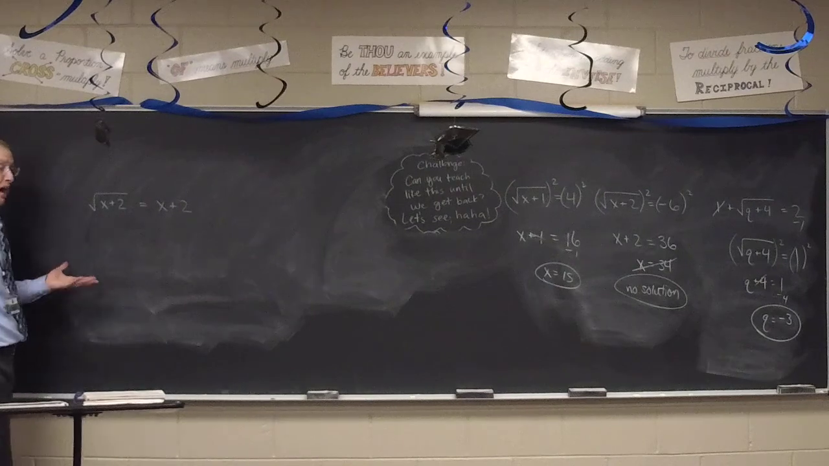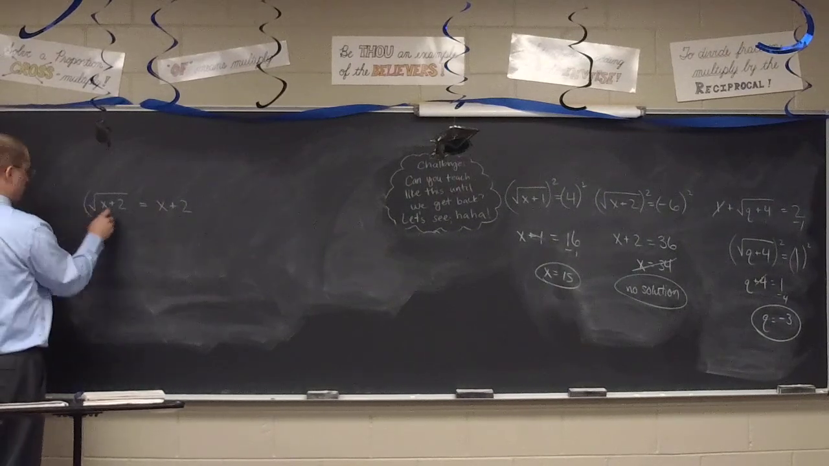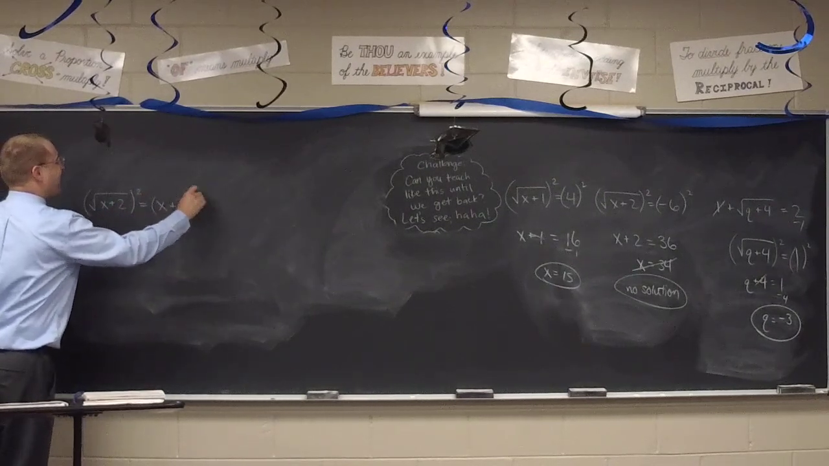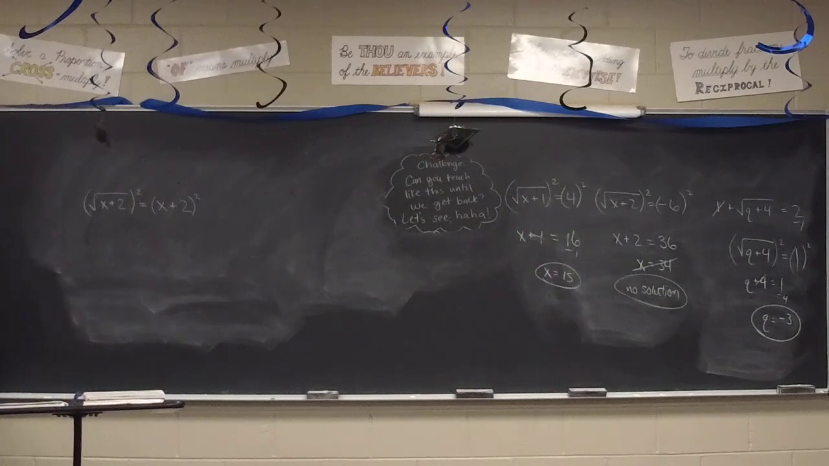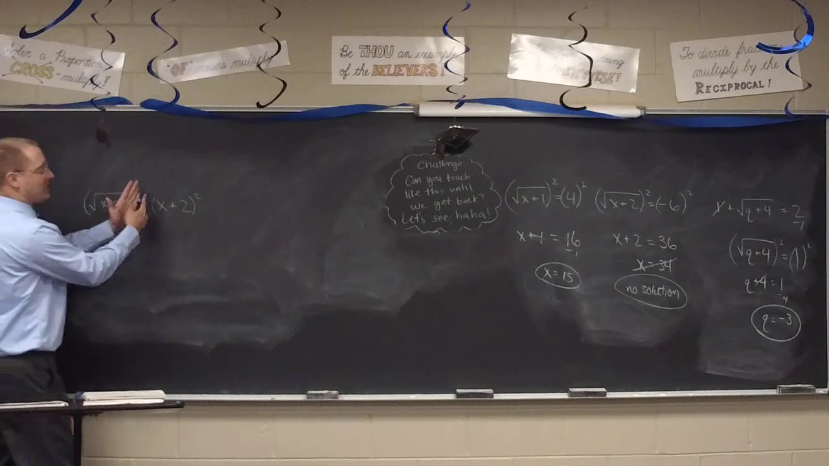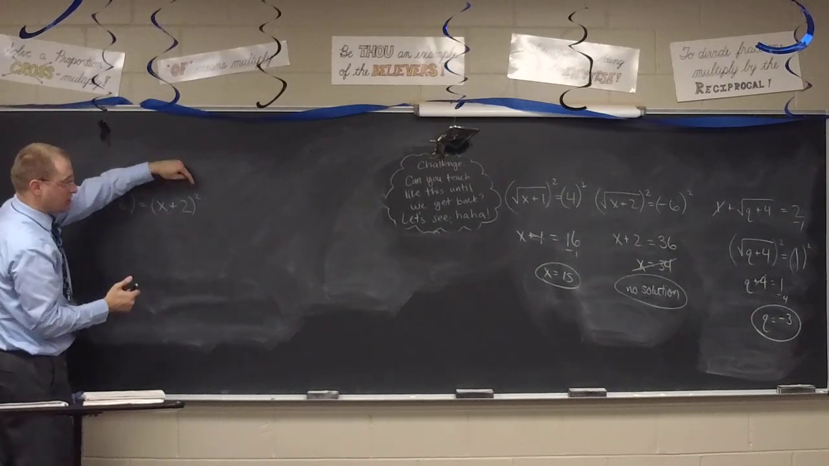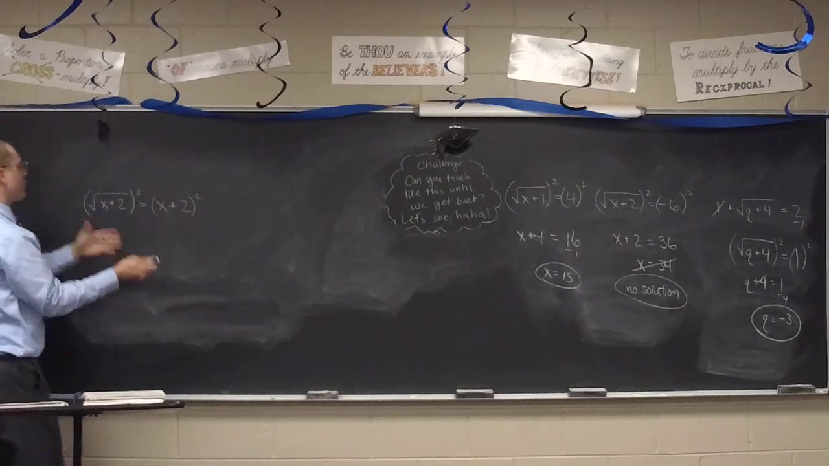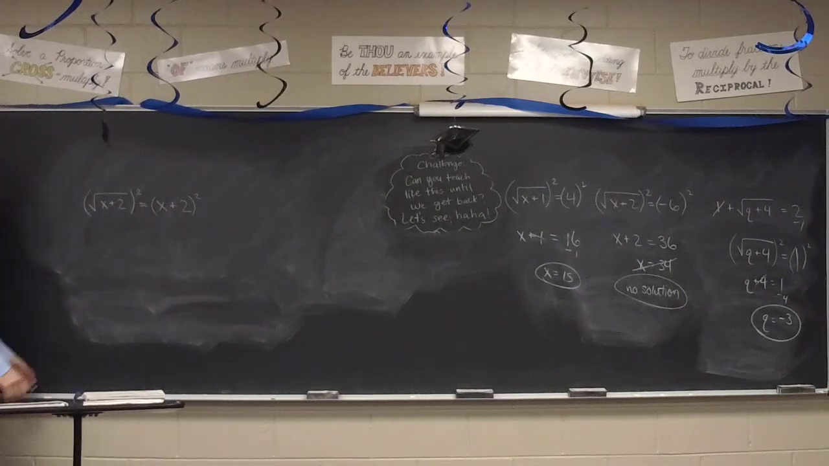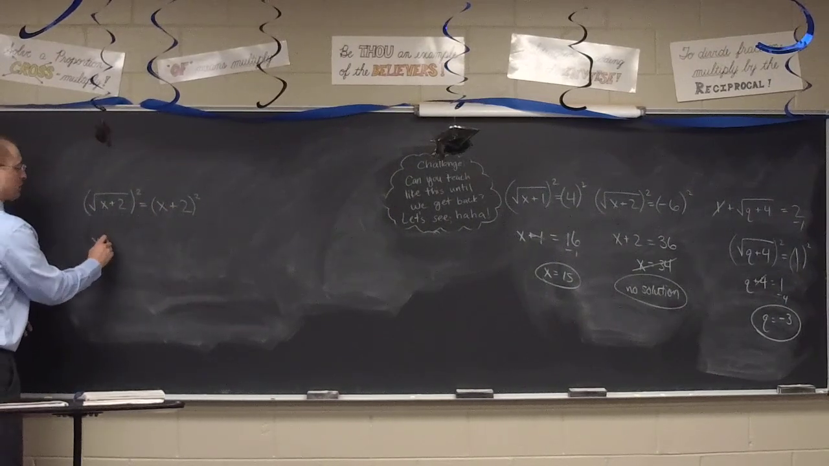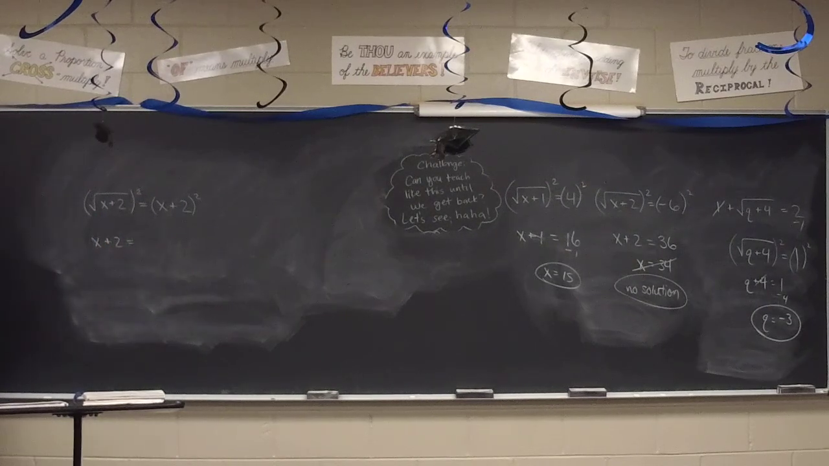So class, I square both sides. Square both sides. Notice, not square everything. This entire side collectively gets squared. On the left, I'm just squaring a square root. Class, I get the radicand, x plus 2. But on the right, I am squaring a binomial.